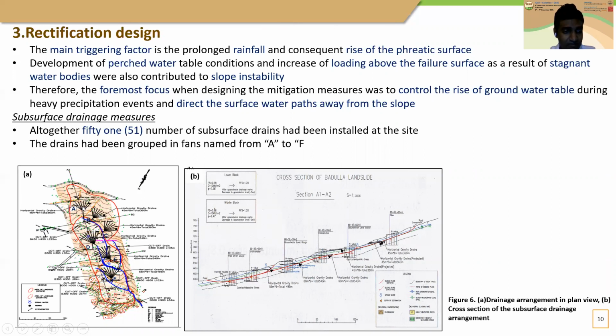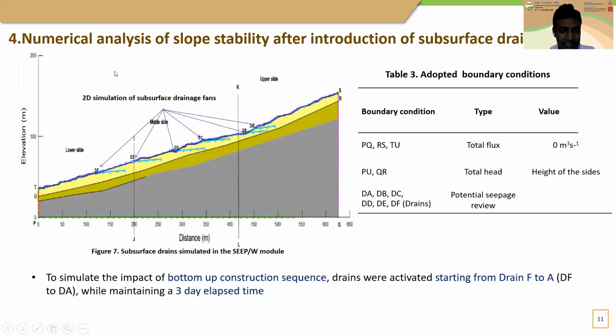Altogether, 51 subsurface drains were built, which were arranged in a fan type structure as shown in figure A, and they were installed at different elevations as shown in figure B. So this slide summarizes the simulation of subsurface drainage improvement in a 2D cross section. When simulating drains, a bottom-up construction sequence was adopted, and a 3-day elapsed time was maintained during the installation of each drain, just to reflect the construction time required for installation of drains.